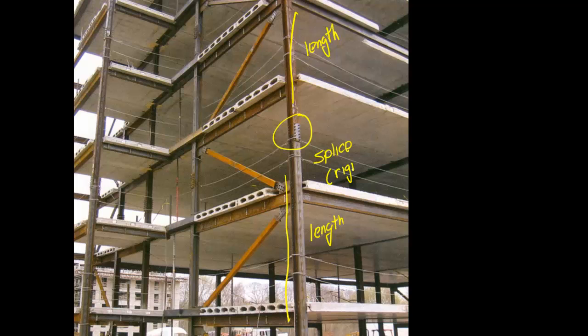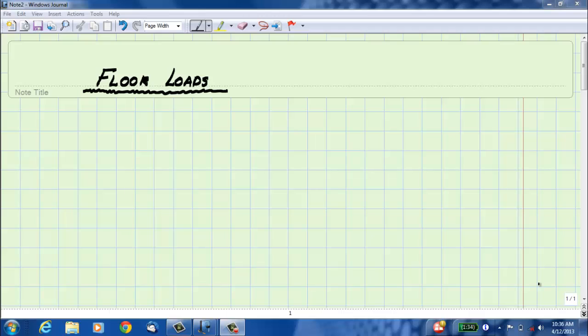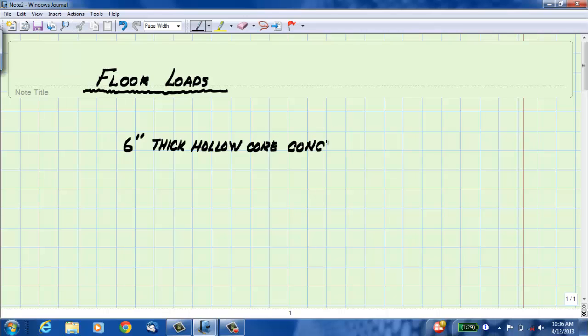The dimensions for one bay of the frame are 14 feet wide, perpendicular to the span of the hollow core, and 16 feet long between beams that support the hollow core. First, we estimate the loads of the floor. The floor is a 6-inch thick hollow core precast concrete panel, weighing 66 pounds per square foot.